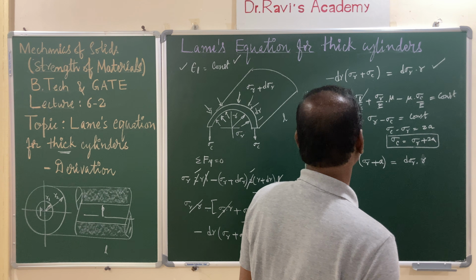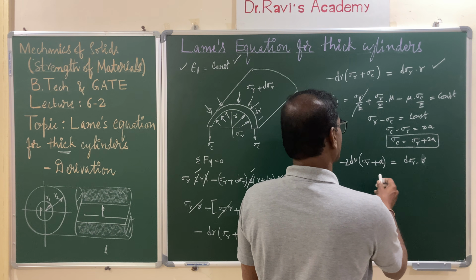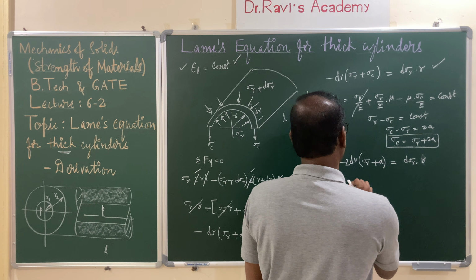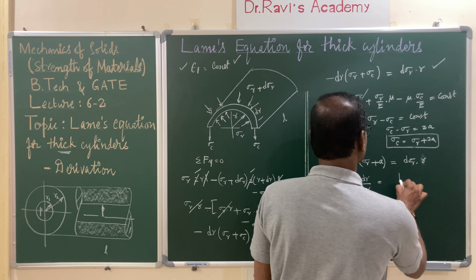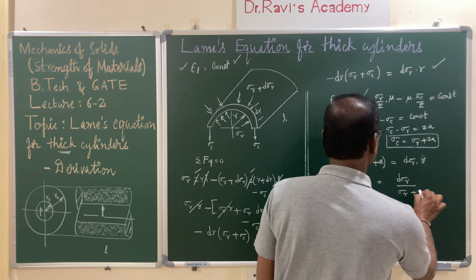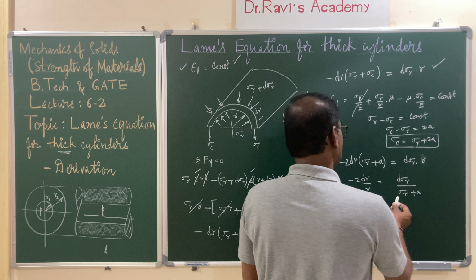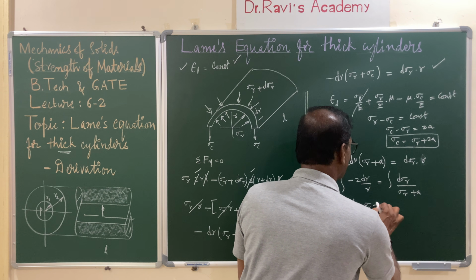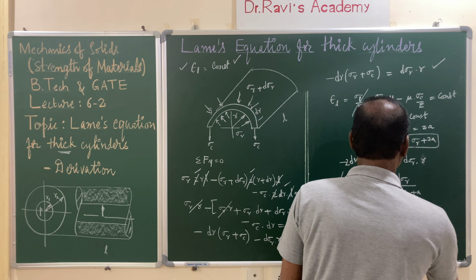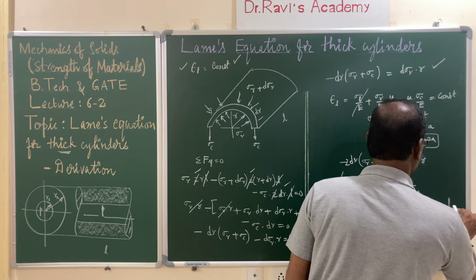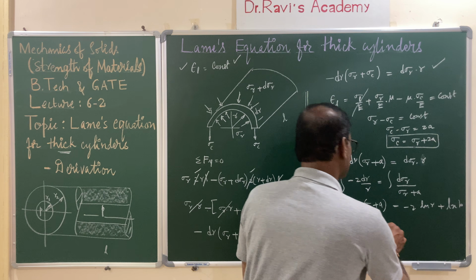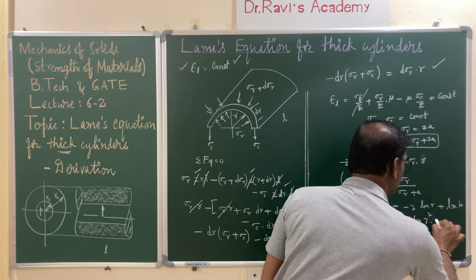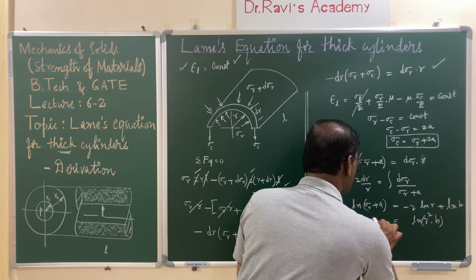Now you can rewrite it so that dr goes to the right hand side and becomes plus. Now if you write minus 2 dr by r equals d sigma r divided by sigma r plus a. Now integrating, taking the left hand side, you have ln of sigma r plus a equals minus 2 ln r plus a constant of integration, ln of some constant b. So this simplifies: this becomes ln of r square, and the other side you have ln of sigma r plus a.